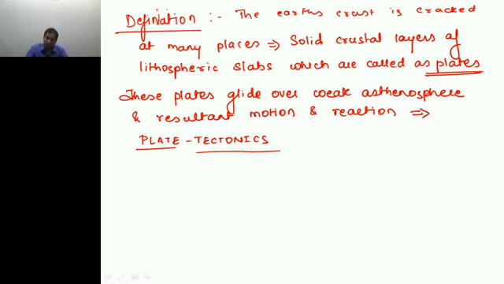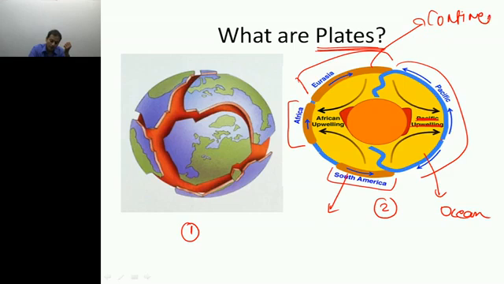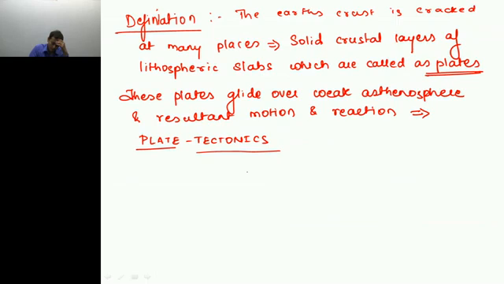Now these plates are classified. So if we look here in the first diagram, we will see that the Pacific plate is generally blue in color. Why is the Pacific plate blue in color? Because it is mostly made up of oceans. South American plate is brown in color. Eurasian plate is brown in color because it is made up of continents. So the plates here are classified into oceanic plates and the continental plates.